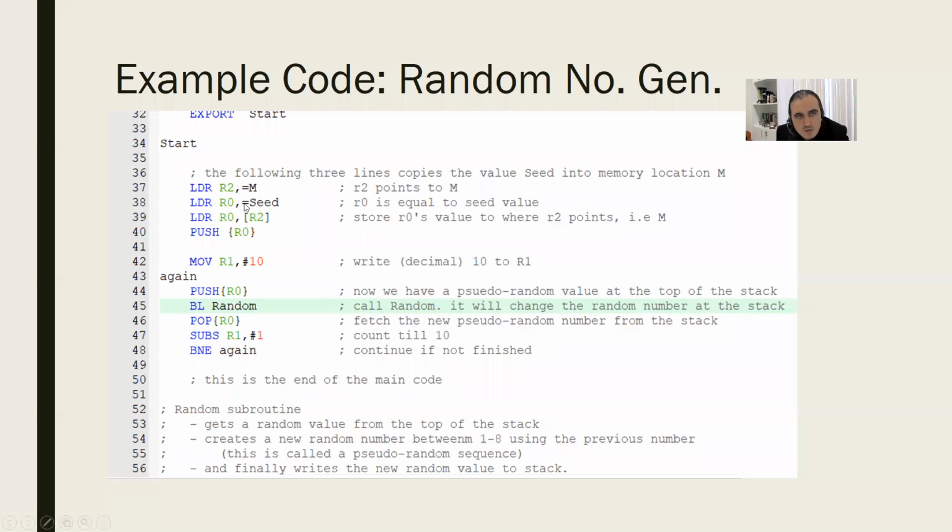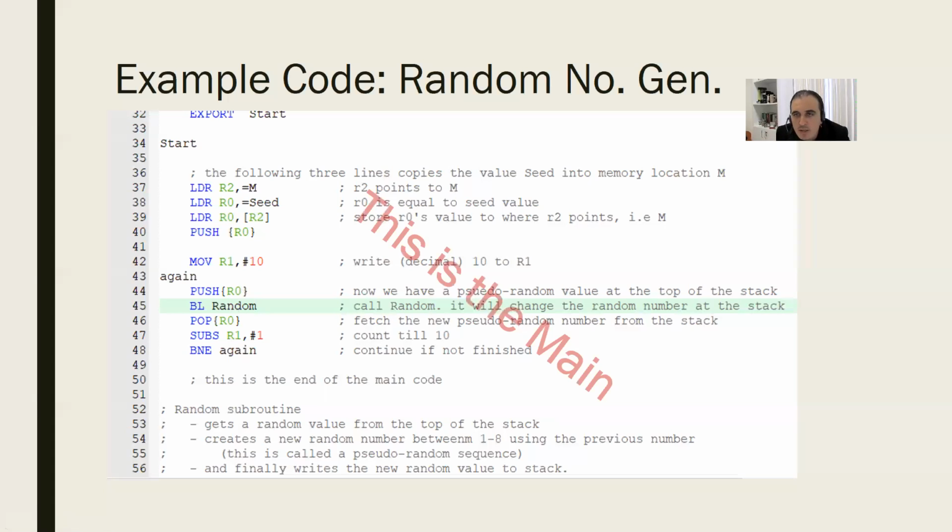The name of the subroutine, sorry, this is the main code, not the function. You can see this is the main code, and this is the function. We are going to get there. So what do we do in main? I put a seed value, the constant seed value I've defined in the previous slide, somewhere in the memory called M, and I push M, the value of R0, that seed value, to the stack, and I call the random function.